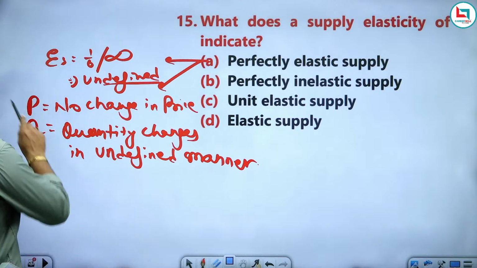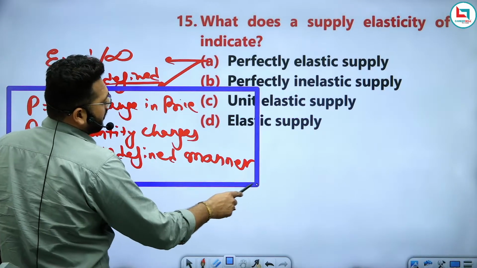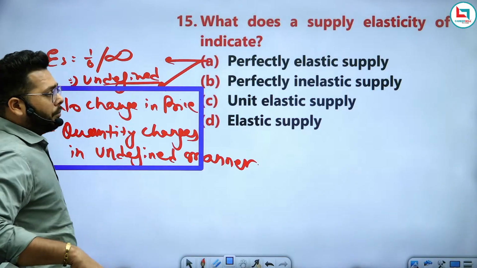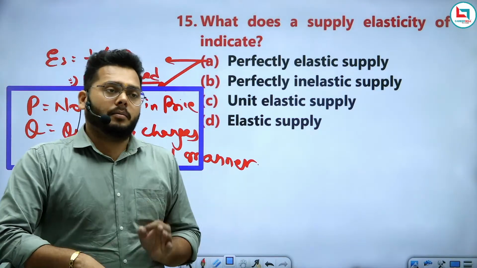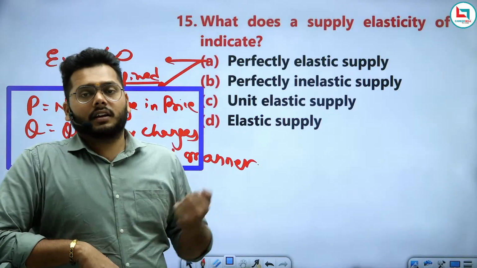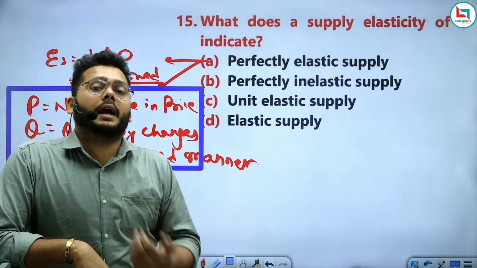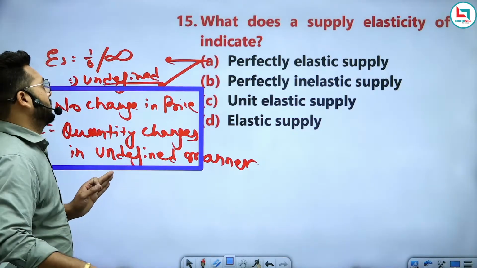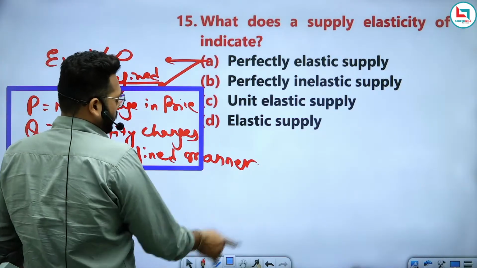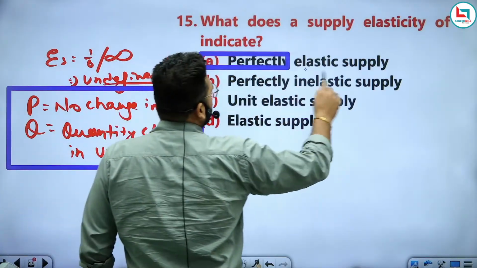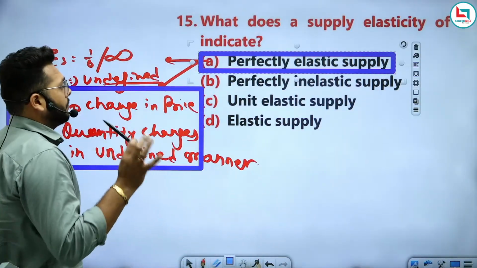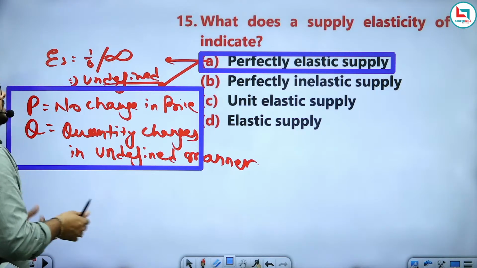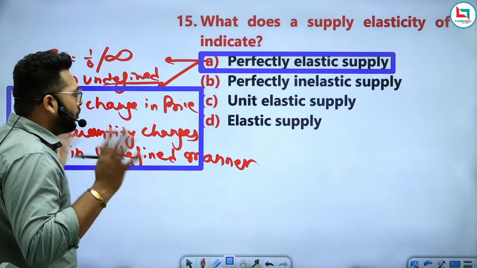Undefined manner means what? There is no change in the price, but still there is a change in the quantity supplied by a producer after the constant change in the prices. So this situation is known as perfectly elastic supply, when Es is equal to undefined. How much the quantity supplied by the producer will change, that we don't know.